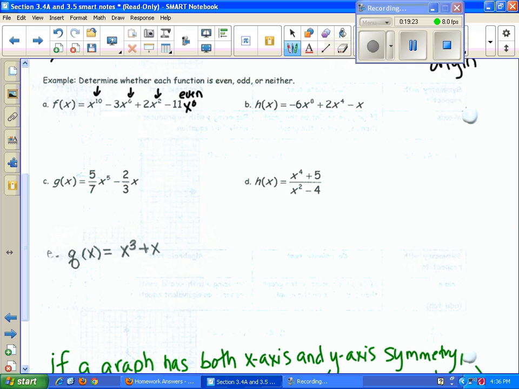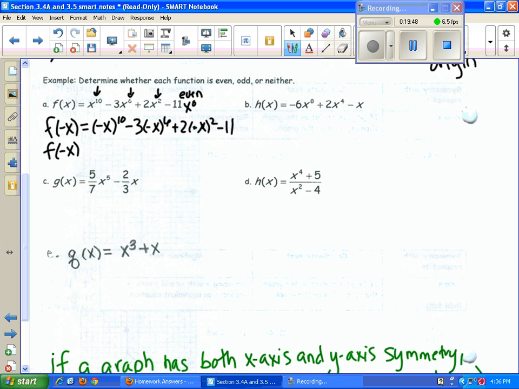But I still have to do my test. To show my test, I would do f of negative x, which must equal the original function back. So let's do that. Negative x to the 10th power minus 3 times negative x to the 6th plus 2 times negative x squared minus 11.